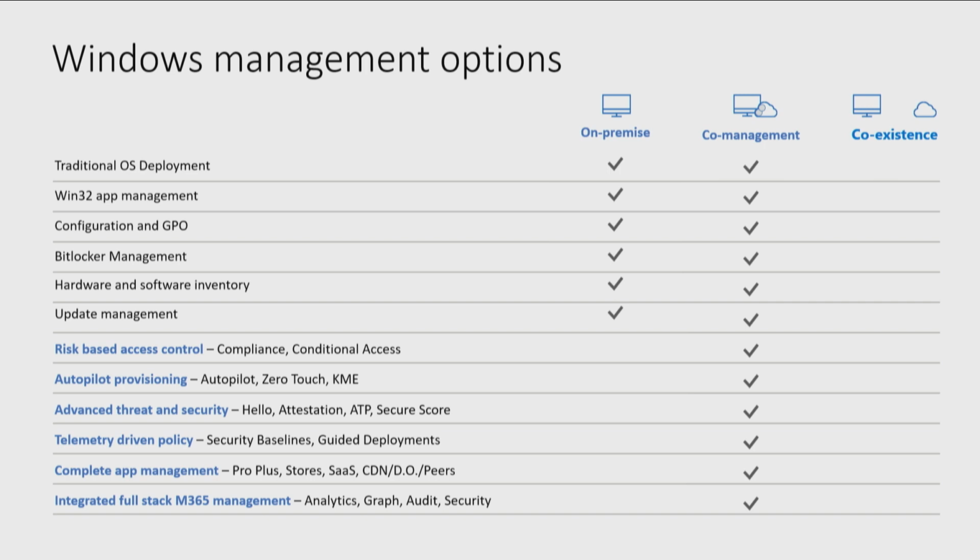and so all of the things that you've been using on premises continue to work, but now you get risk-based access control through conditional access, Autopilot, all the integration that we have done with the security solutions from Microsoft and Microsoft 365 like Secure Score, all this telemetry-driven policy like your security baselines, the complete application management of all the different kinds of applications, as well as all of the things that we do in Microsoft 365 with analytics through the Graph API. All that lights up, and it's all additive on top of what you're doing in Config Manager.